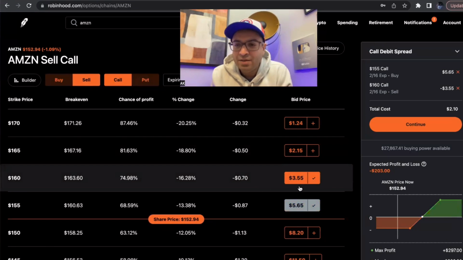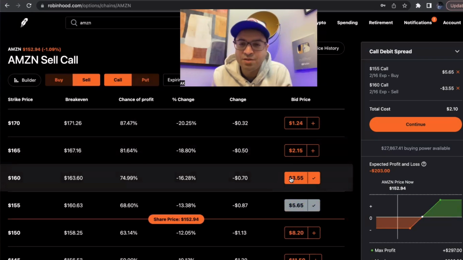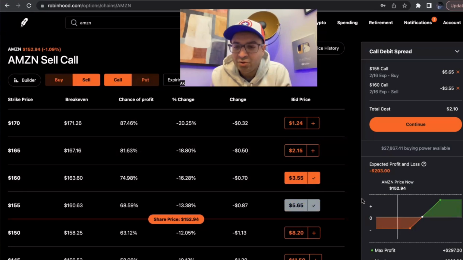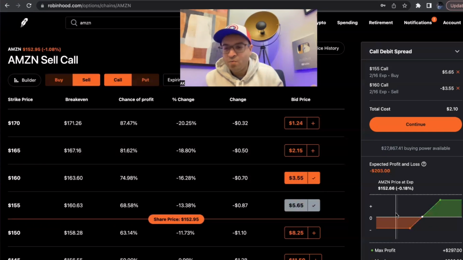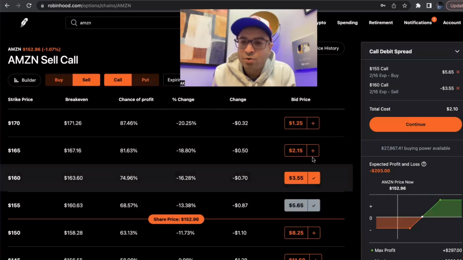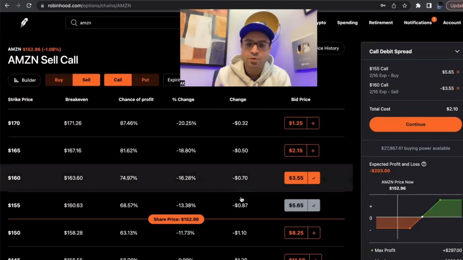Okay. So when I do that, guess what? My cost goes down from 565 to 210 because now I'm collecting this as premium. Okay. So now check this out. My max loss is 203, but my max reward is 297. Right? Which is great. It's a great 1 to 1.5 risk to reward, right? So that's how you're gonna do the spreads, right? And that's what creates the spread.